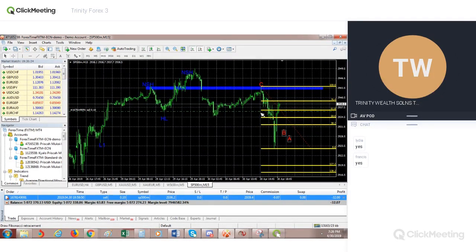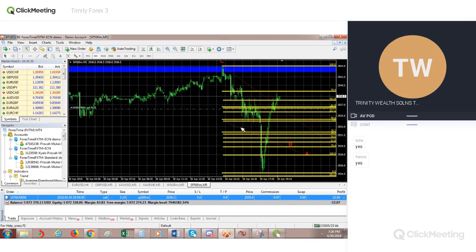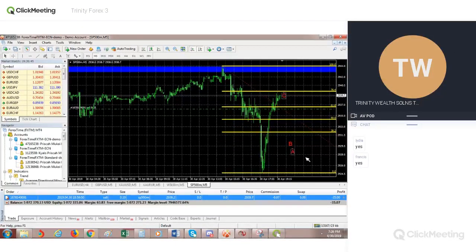Okay, so this is M5. So this becomes our A. Sorry for all this. I didn't know I was carrying a Fibonacci. So now this becomes our C will be here. This becomes our A, and this becomes our B, okay?